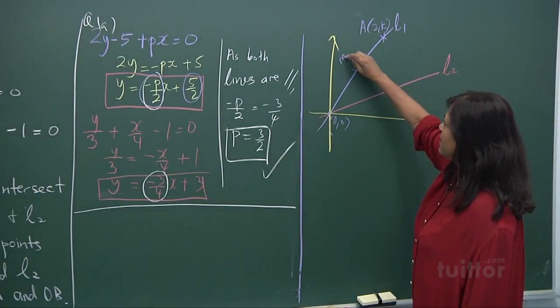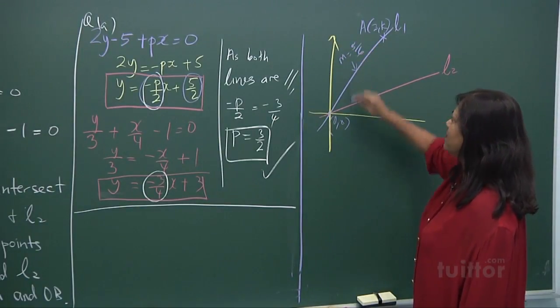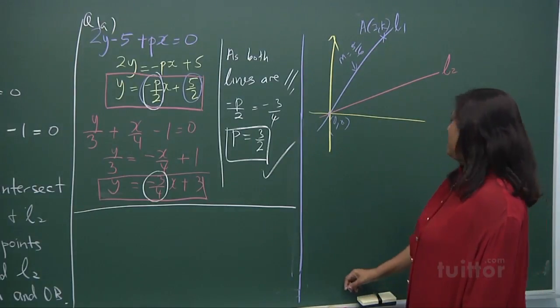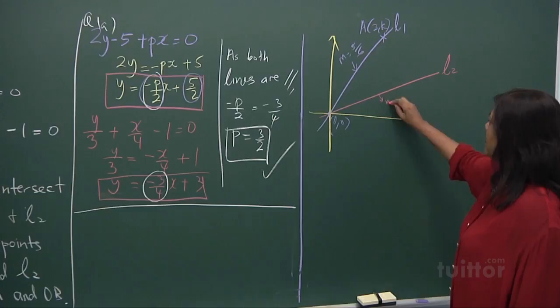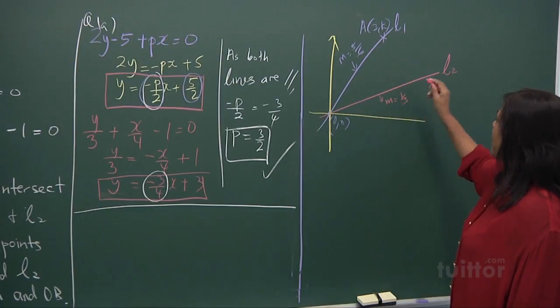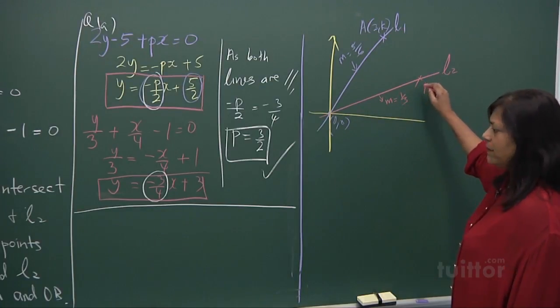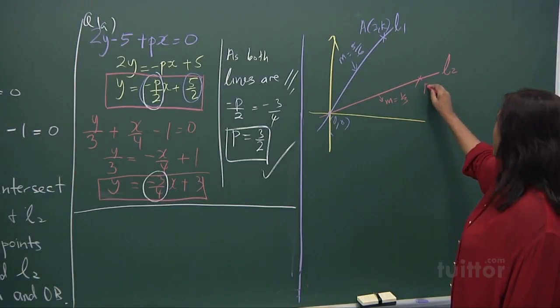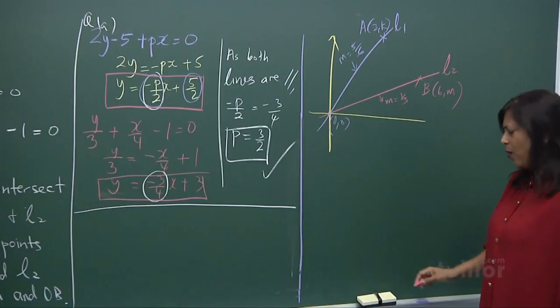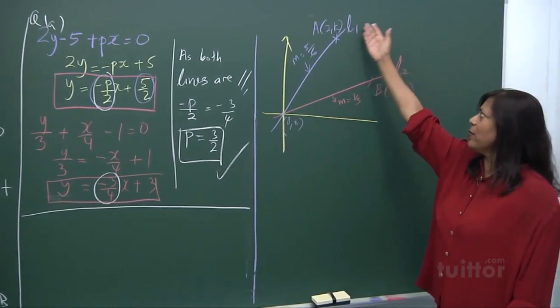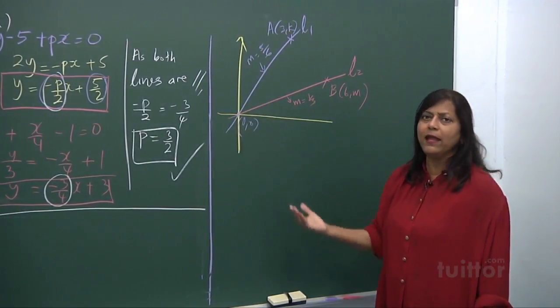Let me write this information down. 5/6. And the gradient of L2 is 1/3. And the point B here is (6, M). Got it. And now what do they want us to do? They want us to get the equation of OA.